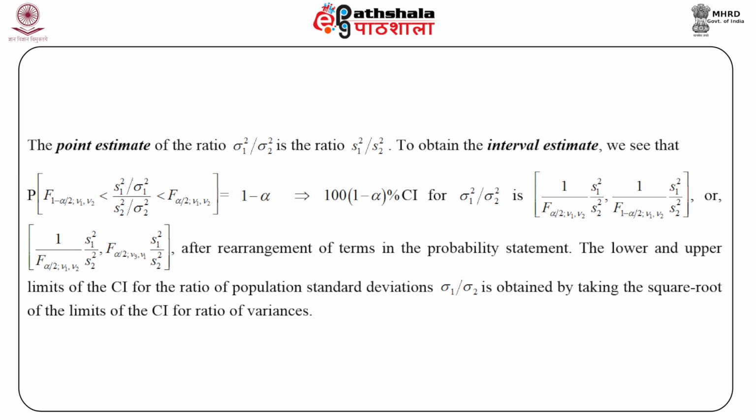Or it can be rewritten as 1 upon F(alpha by 2; nu1, nu2) into s1 square upon s2 square, comma, and F(alpha by 2; nu2, nu1) into s1 square upon s2 square, after rearrangement of terms in the probability statement. The lower and upper limits of the confidence interval for the ratio of population standard deviations sigma 1 by sigma 2 are obtained by taking the square root of the limits of the confidence interval for the ratio of variances.